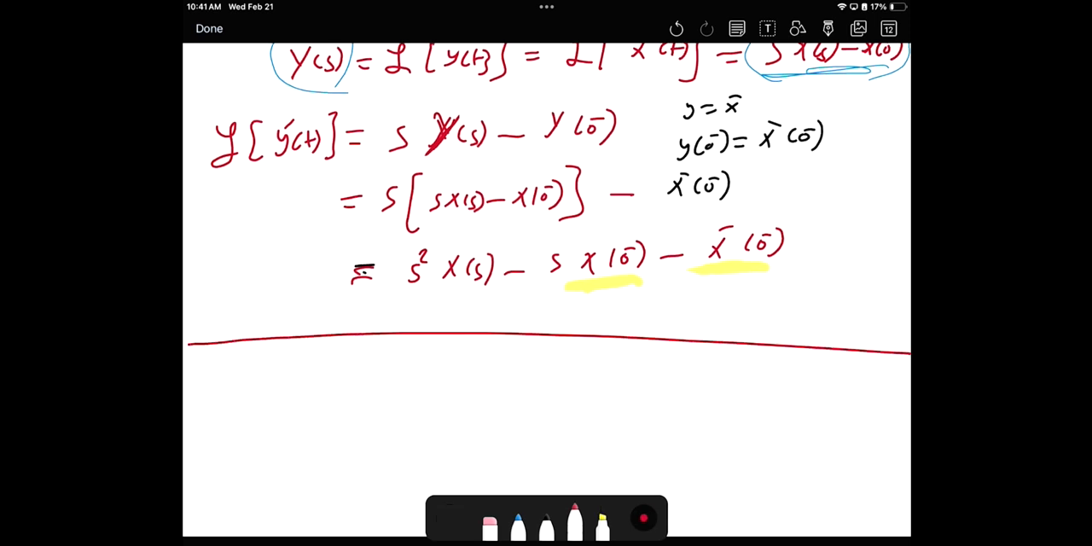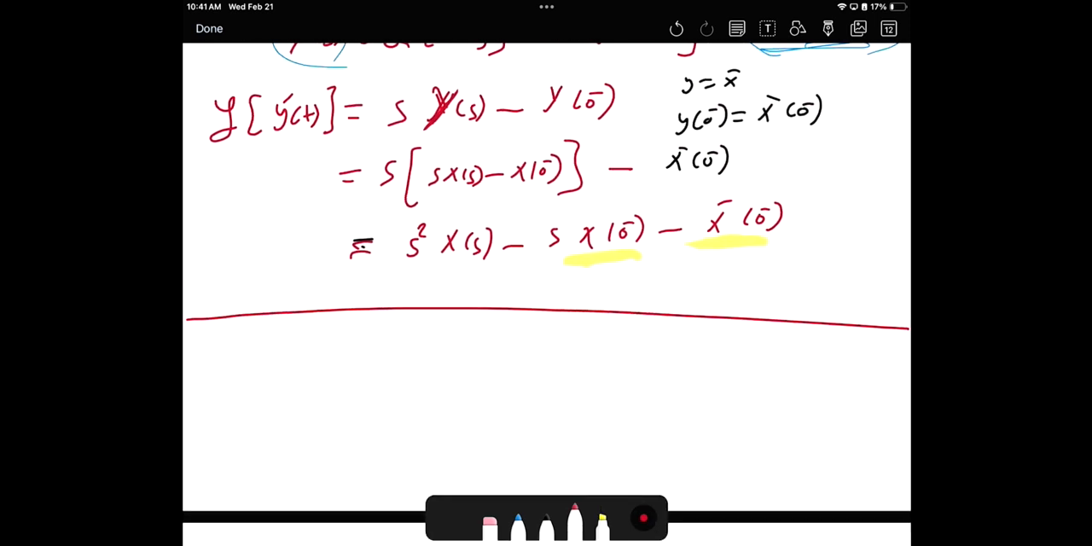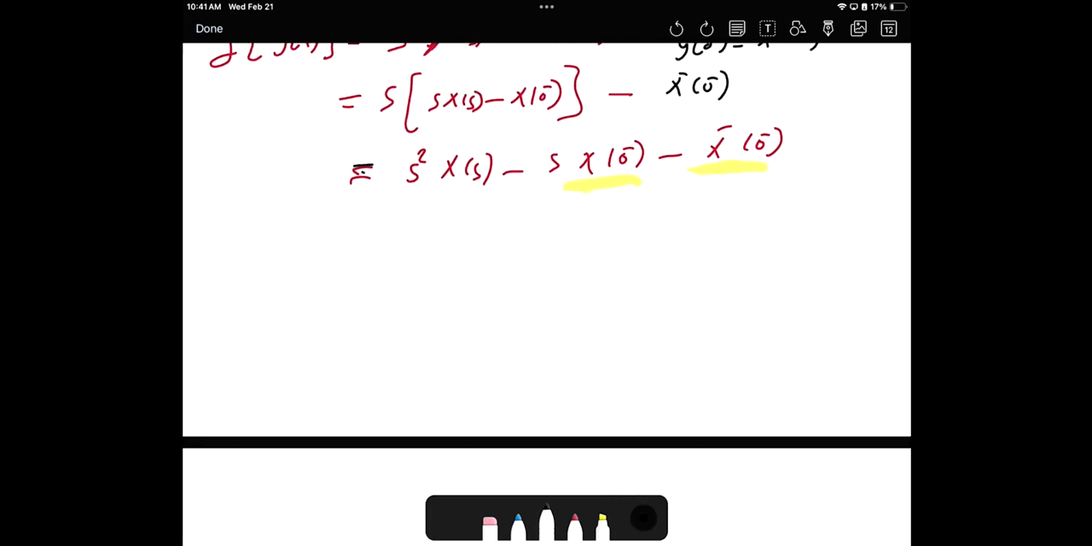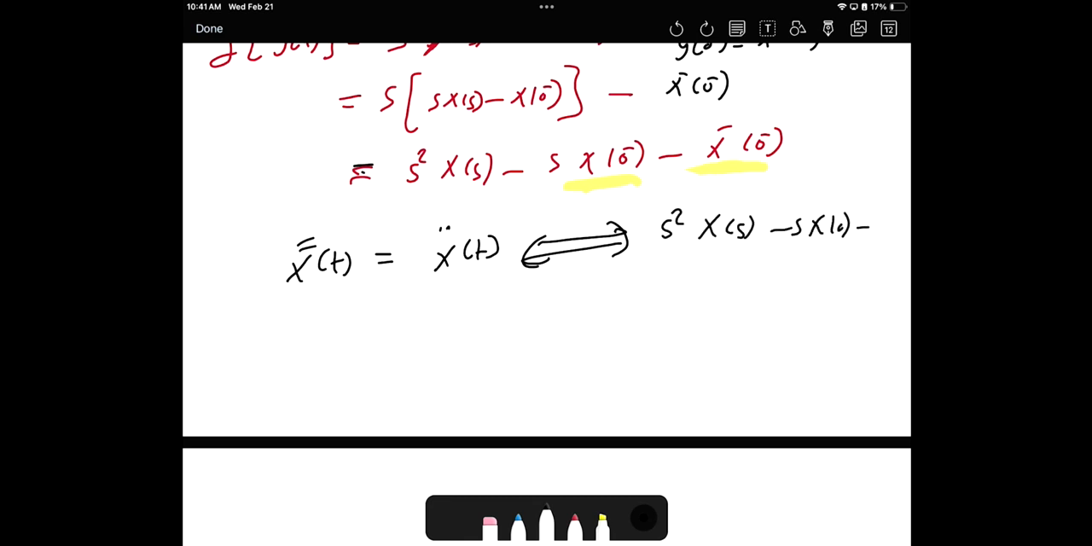Now, let me just summarize this. Whenever you have a double derivative x double prime of t, or sometimes we write it as x double dot of t, the Laplace transformation is s squared X of s minus s x of 0 minus x dot of 0. And we used to put negative, meaning from 0 minus.